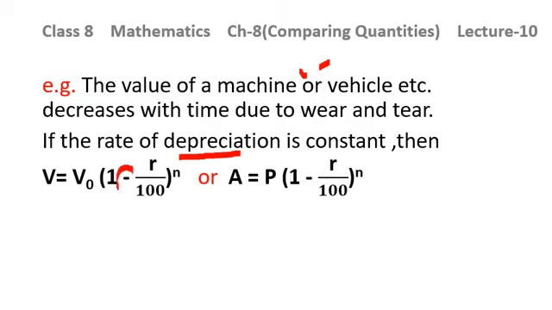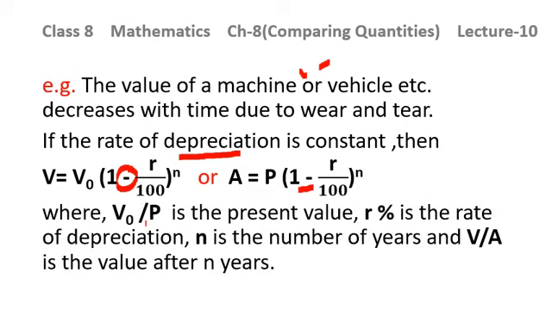So here in the formula, the minus sign will be there. In this formula also you will be taking minus. The formula is the same, but the difference is this minus sign, where V naught or P is the present value, R percent is the rate of depreciation, N is the number of years, and V or A is the value after N years. So this is the application of compound interest, growth and depreciation.